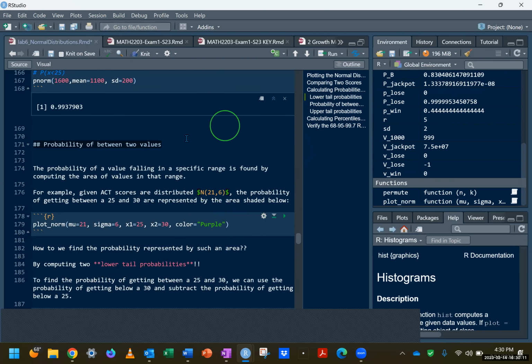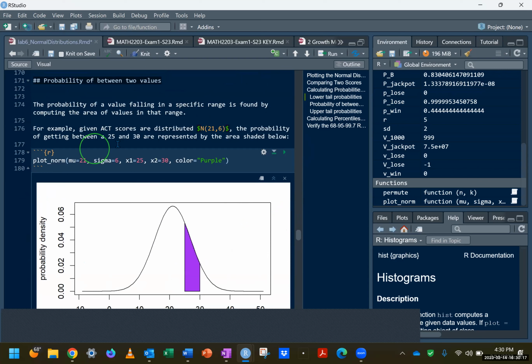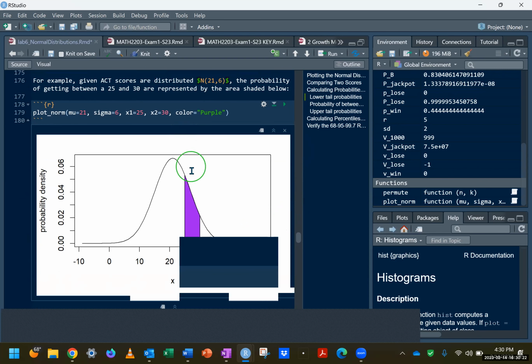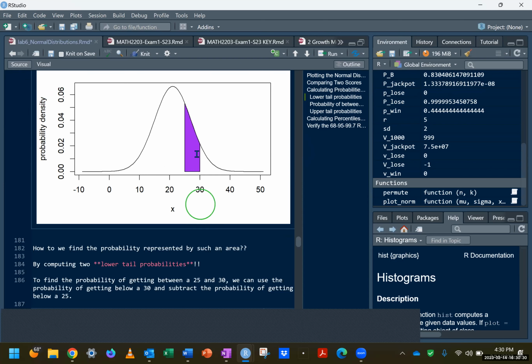It gets more complicated when we find the probability between two values. So here's what we want to plot. What's the chance of getting between a 25 and a 30? If I want to know that, here's the shaded area. You can see that's a smaller region. And the real way to solve this problem is with two lower tail probabilities.